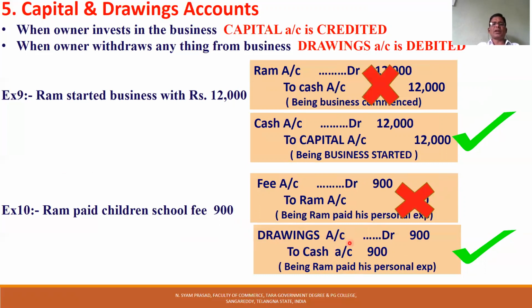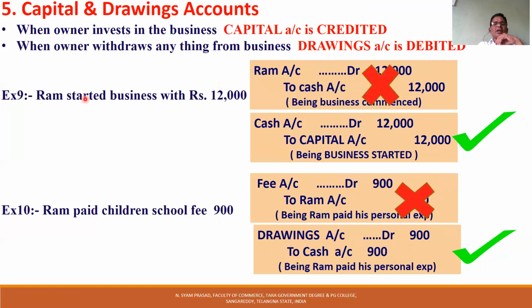Usually some people write Ram drawings account debit to cash account. This is correct. But a few students may make so many mistakes here, like fees account to Ram account, or fees account to cash account. Many mistakes are made by students, but they are all wrong. The right entry is Ram drawings account debit to cash account. Here Ram using 900 from the business means Ram is taking away, so cash is going out, the receiver is Ram drawings, and Ram drawings account is debited. This is the correct entry.